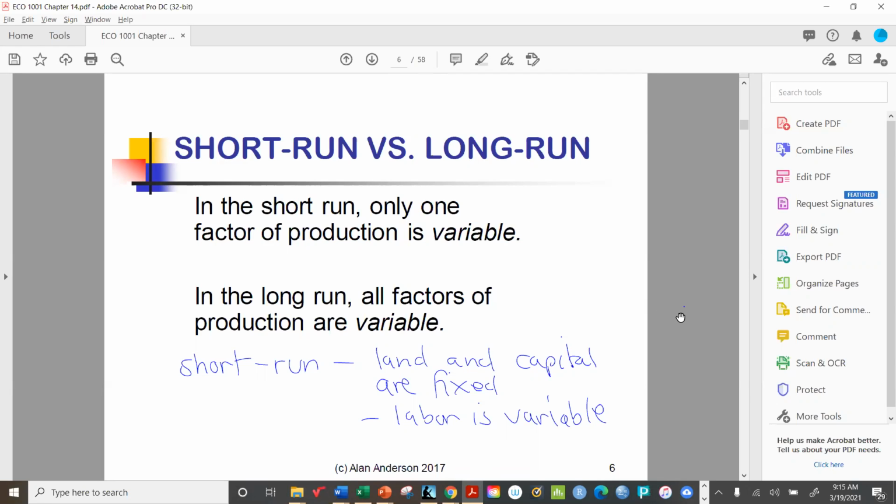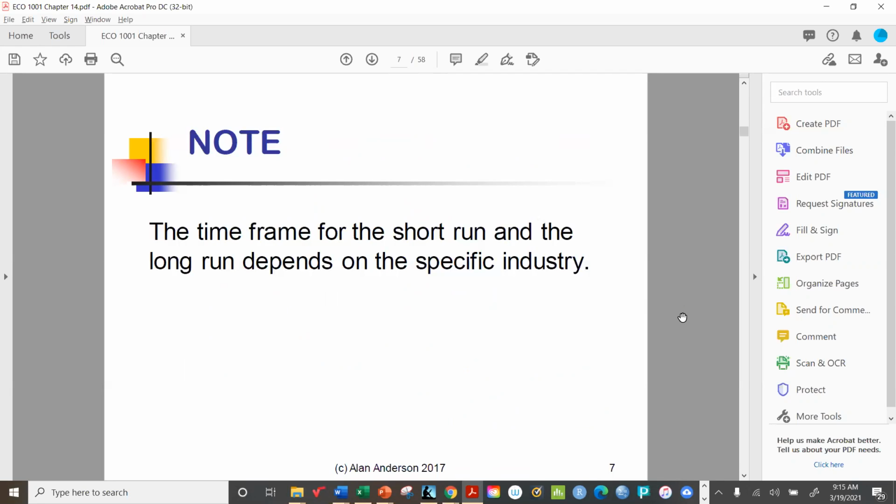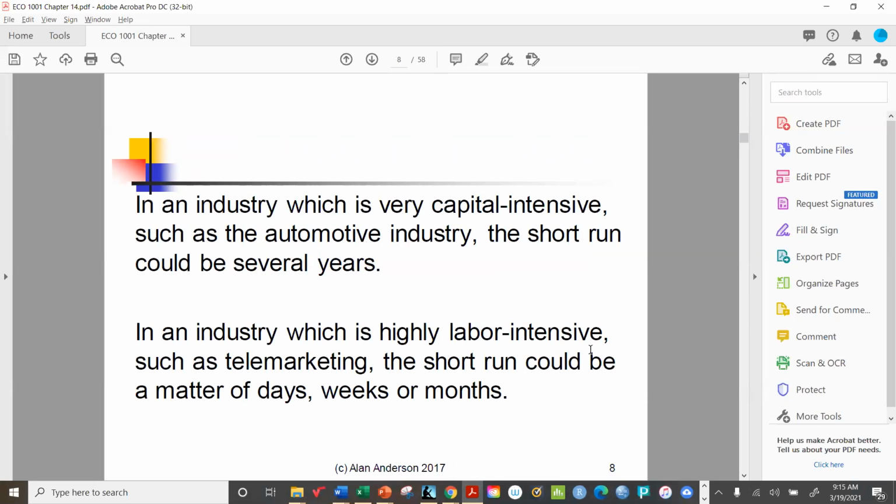Okay, now, how long is this time frame? That depends on the industry. Okay, it's not the same for every industry, this short run period. For example, in capital intensive industries like the auto industry, the short run could be several years. I mean, imagine what it would take to increase the amount of capital that you're using in the auto industry. That could be a very time consuming process.